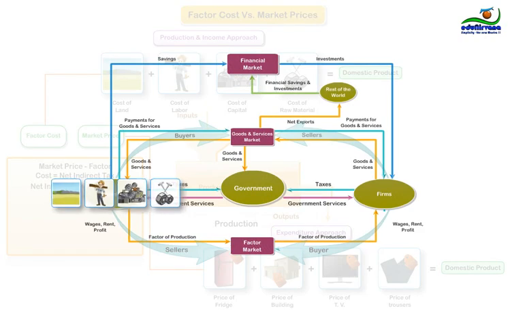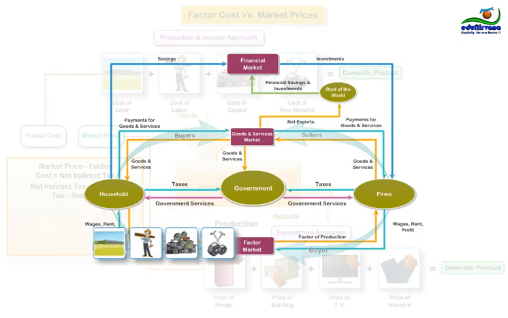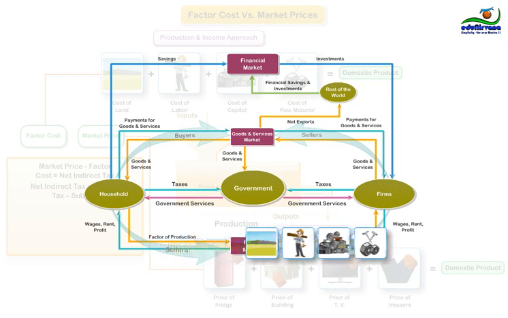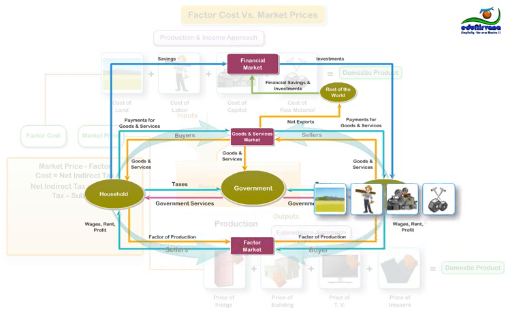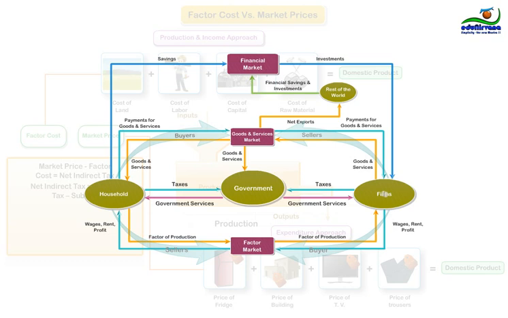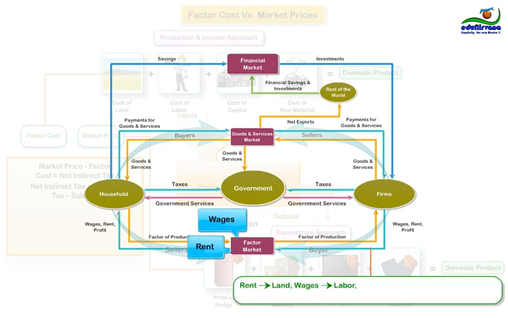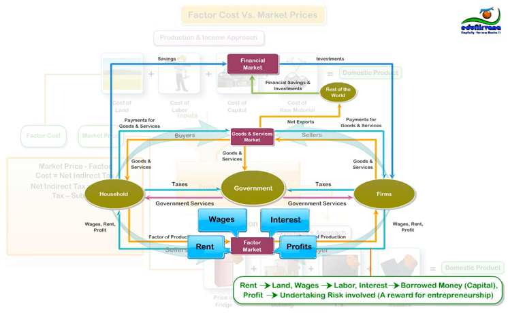Factor cost. It refers to all factor payments made by producing unit or firms to the factors of production involved in the production of goods and services. It is called factor cost because it is the cost incurred by the producer or the firm who pays the factors in the form of rent, wages, interest, and profit. That is, rent for land, wages for labor, interest for borrowed money, that is capital, and profits for undertaking risk involved in production process, a reward for entrepreneurship.